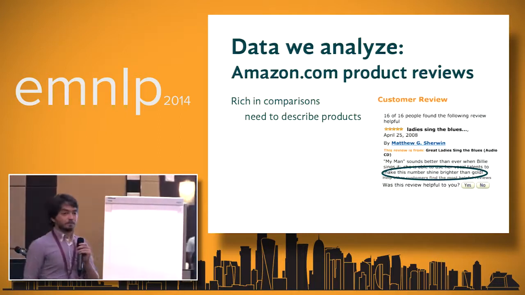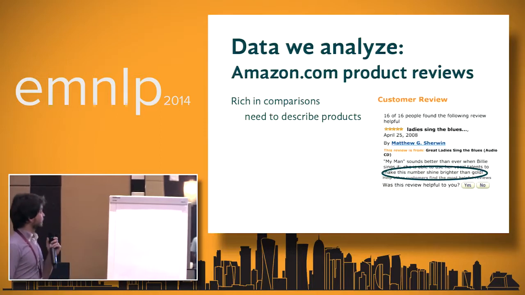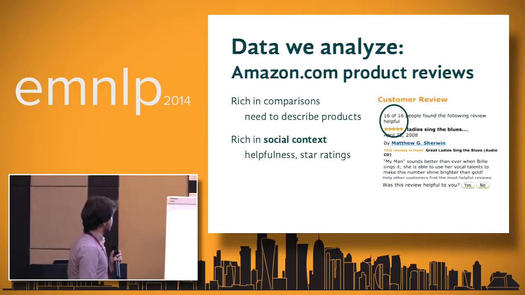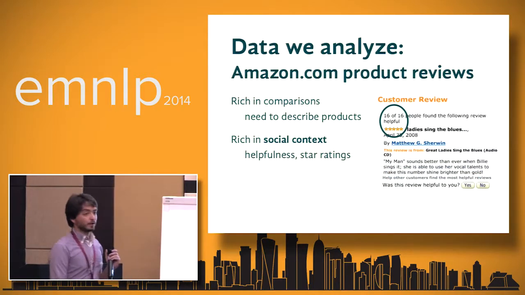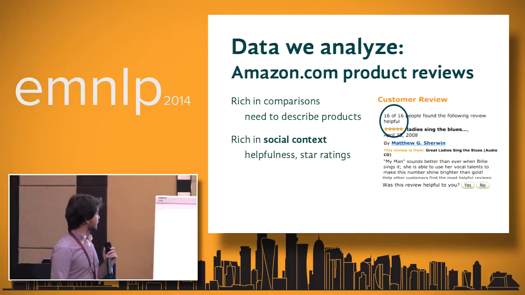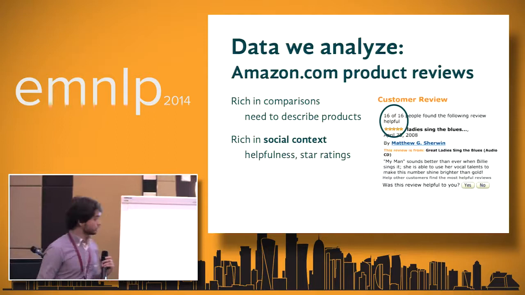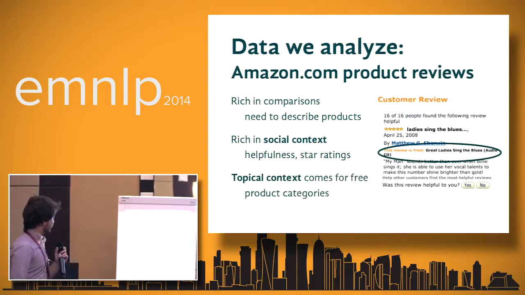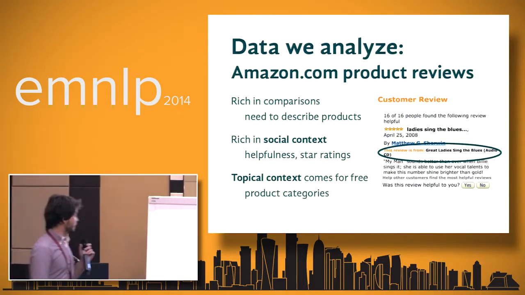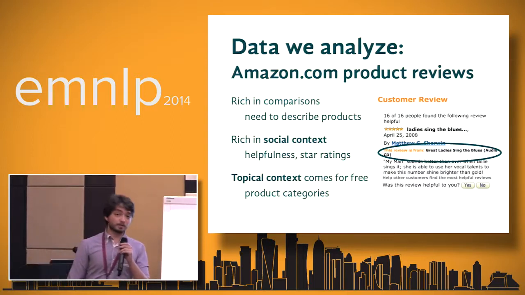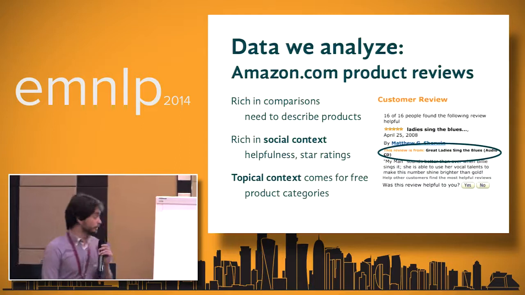Another useful thing that comes from product reviews are measures of social context in the form of helpfulness ratings. So this review has been found helpful by 16 out of 16 people. And star ratings. This review is a good review, a positive review. And finally, we have topical context information for free because we know that this is a review of an album, so it comes from the music category.